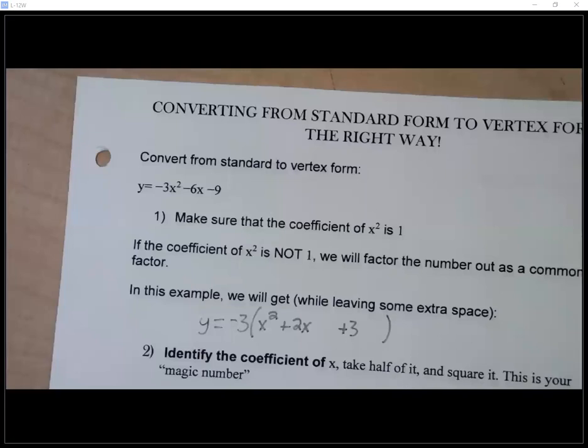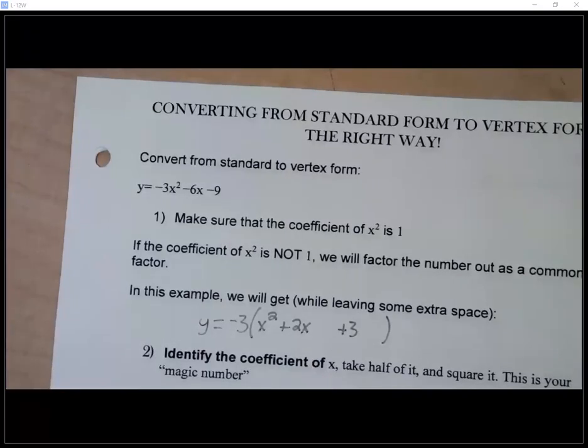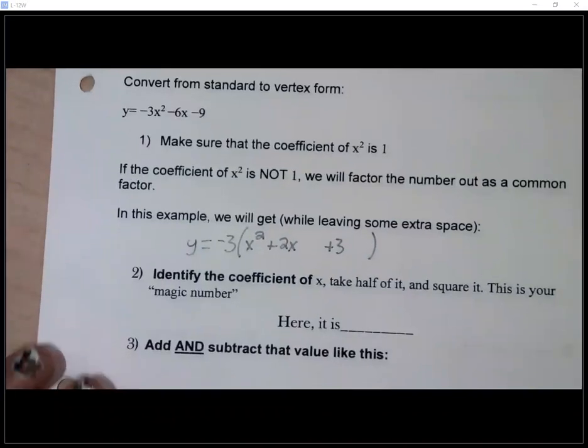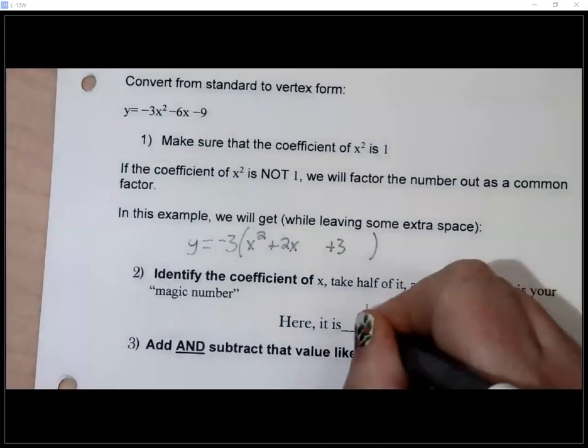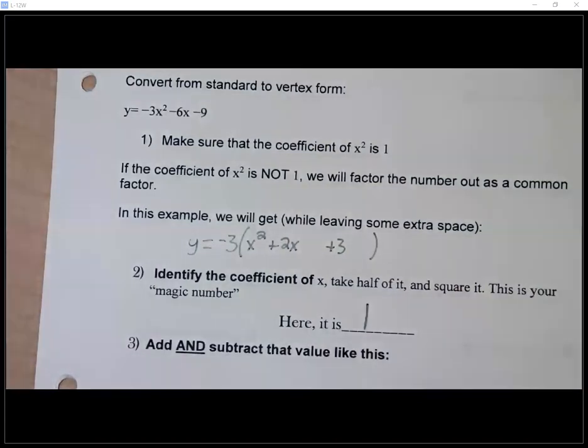All right, now in step 2, I still want to find my x term. I'm going to take half of it and square it, just as if I were doing completing the square. So I want half of b, and I want to square that value. So b in this case is 2, take half of it is 1, square it, I get 1. So in this case, I happen to get 1, whatever it is, there it is. I'm going to refer to it as a magic number, just so we have an easy way to reference that number.